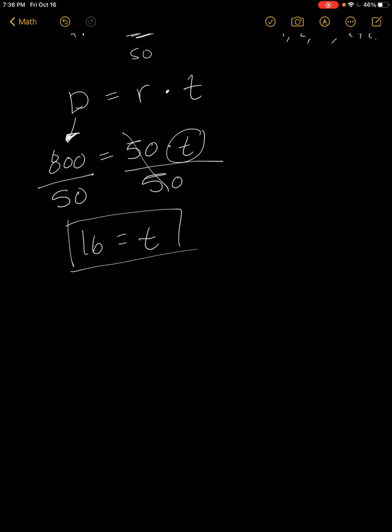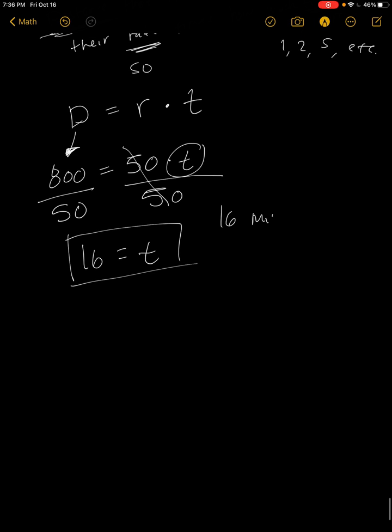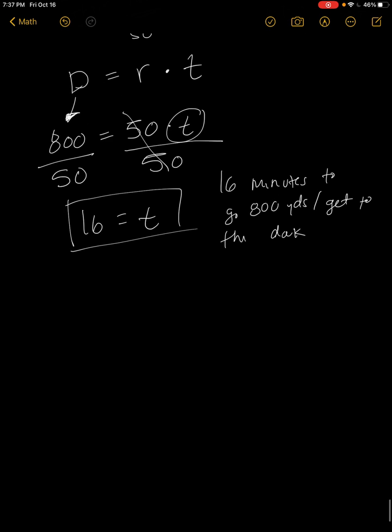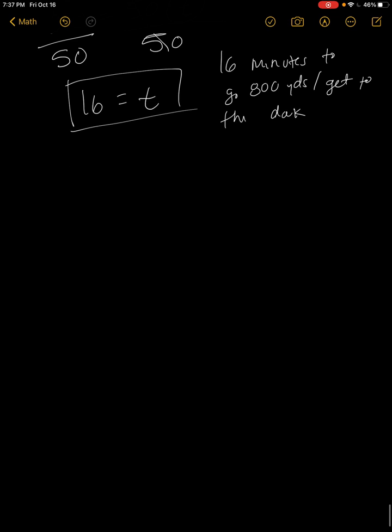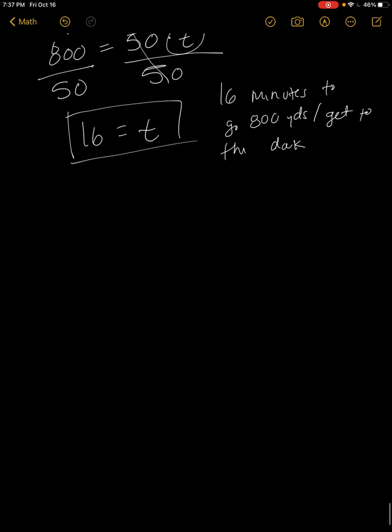Okay, 16. So we know that in order for Flo to get to the dock, it's going to take them 16 minutes to go 800 yards. Okay, so that's the distance rate time formula. Hopefully that's pretty straightforward.